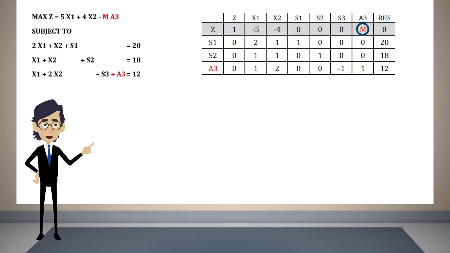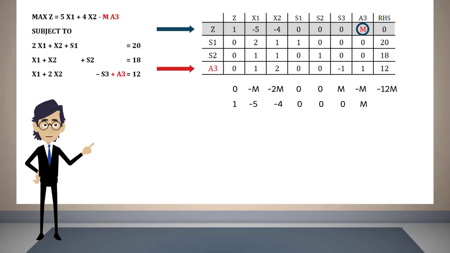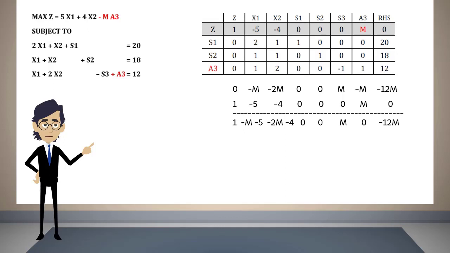To make the coefficient 0, we follow the usual steps of the simplex method. We will multiply the A3 row by -M, and we will add it to the objective function row. When the A3 row is multiplied by -M, we obtain the following. Now we add the objective function row, and we obtain these expressions. This row represents the new objective function row. Our new table looks like this.